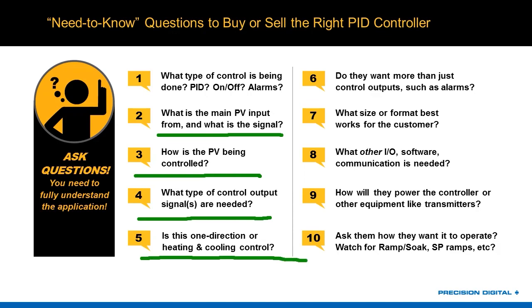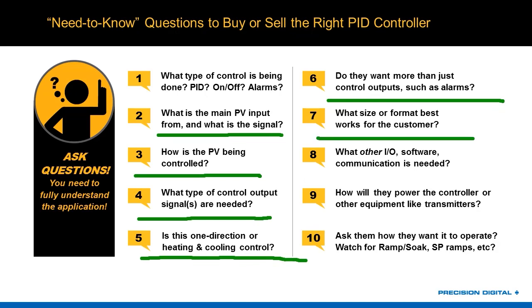It's worth checking whether this is one directional or heating and cooling control. Are they just driving that number up or down, or do they have a means to drive it in both directions? Do they want anything other than just control? Do they want alarms? Do they want Modbus? There's plenty of other features you could get on these.